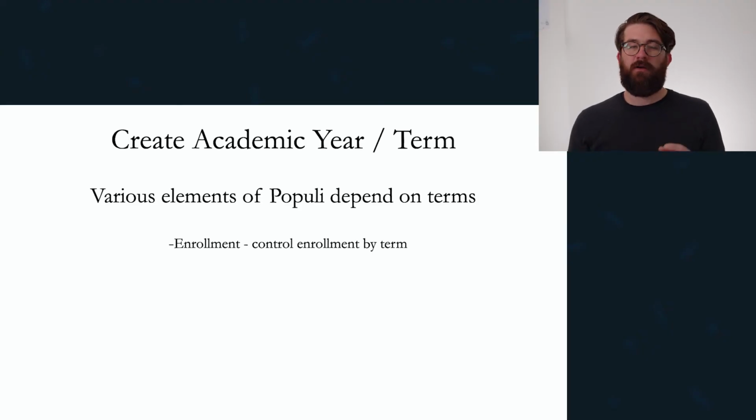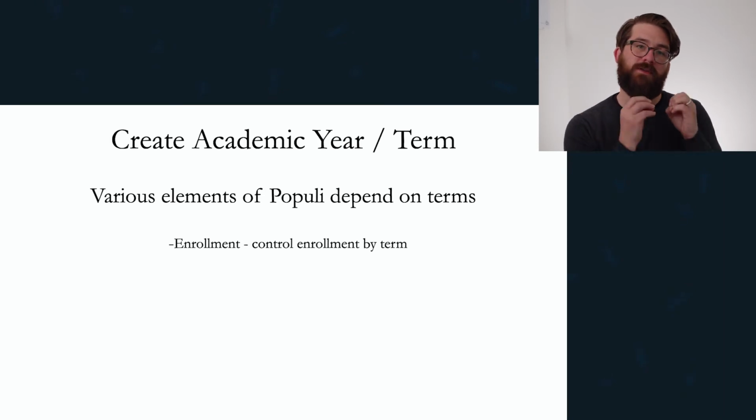I want to talk a little bit about ways of thinking about how these terms function broadly, okay? There are various elements of Populi that all depend on terms. In fact, terms are really a central organizing principle in Populi. And that means those terms have all kinds of effects. This is the kind of stuff you want to think about as you're thinking about the best way of organizing your terms. So enrollment is controlled by term, okay?